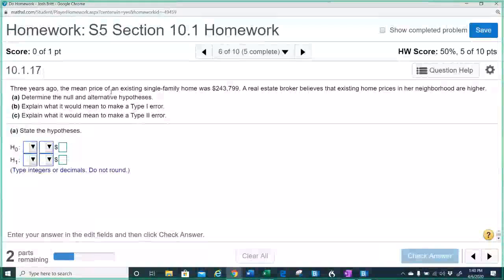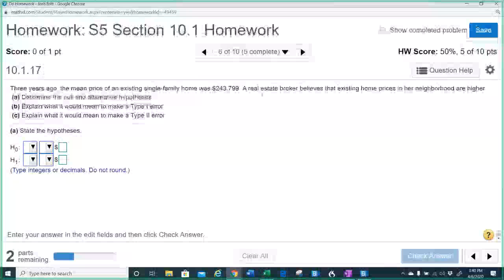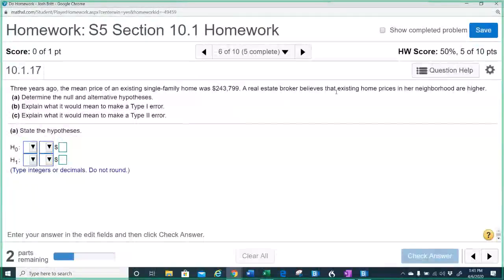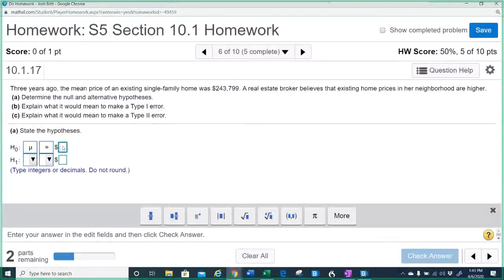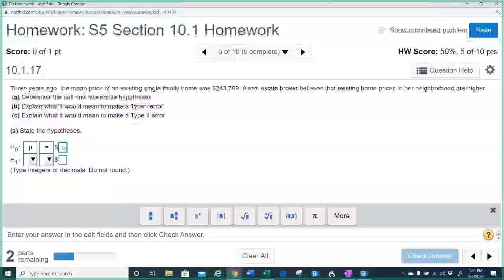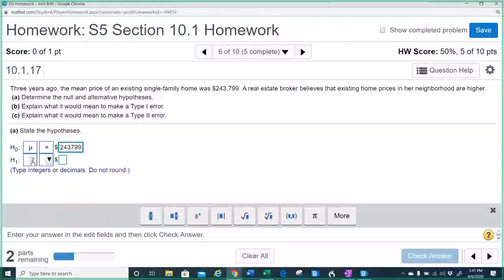Three years ago, the mean price of an existing family home was $243,799. Here's our researcher comes along, believes the existing price in her neighborhood is higher than that. So this time we're dealing with the mean. Always structure the null hypothesis with an equal to 243,799. And then the mean is greater than or higher. So this again will be a right tail test.